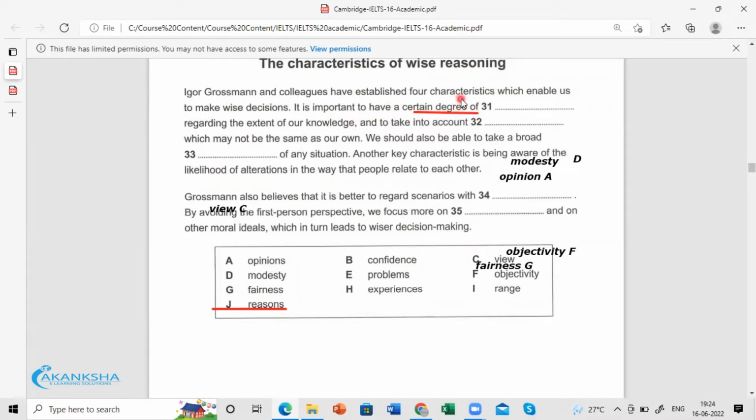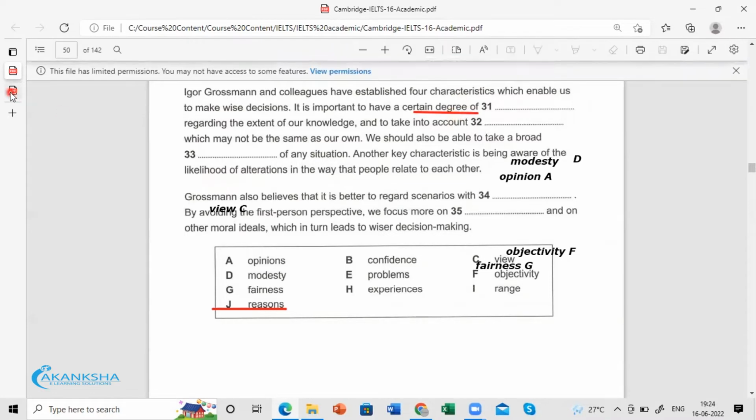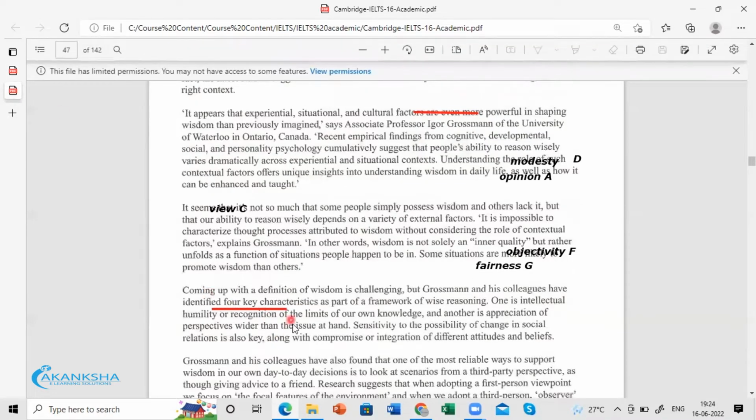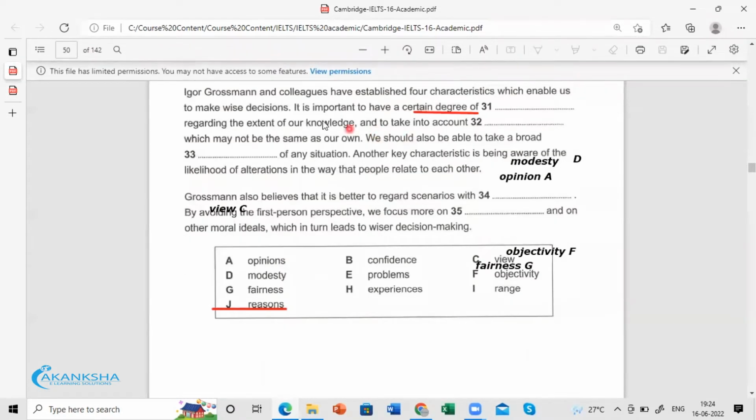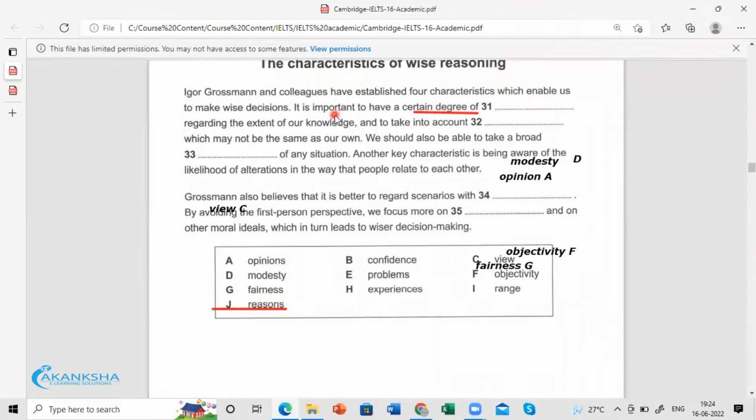See here, the 4 key characteristics, 4 important characteristics. The word key is given here, and here it is given important. So humility, and when you come down here, you see the nearest word to humility here is modesty.